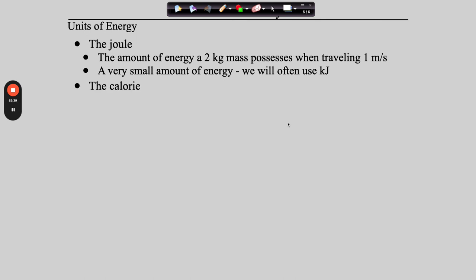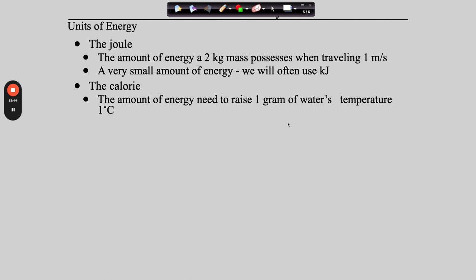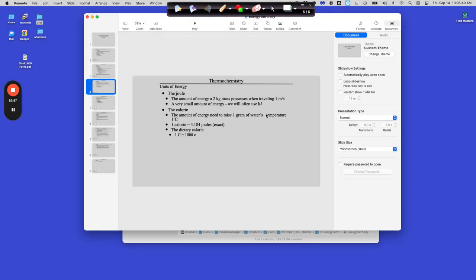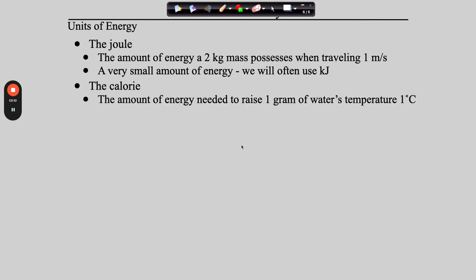Then guys, the other one that we know is the calorie. Guys, this you need to write down. The calorie is the amount of energy that is required to raise 1 gram of water's temperature 1 degree Celsius. That's a definition you need to know. Shouldn't it be the amount of energy needed? Thank you. So guys, trying this again, it's the amount of energy needed to raise 1 gram of water's temperature 1 degree Celsius.